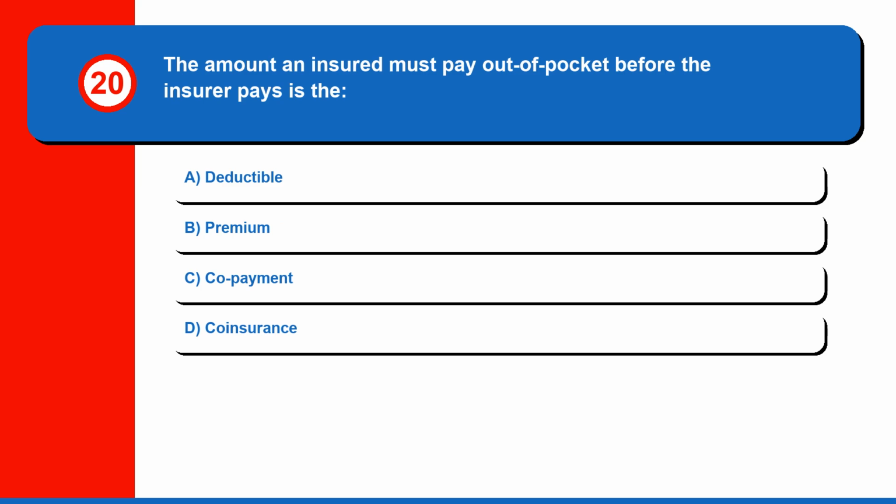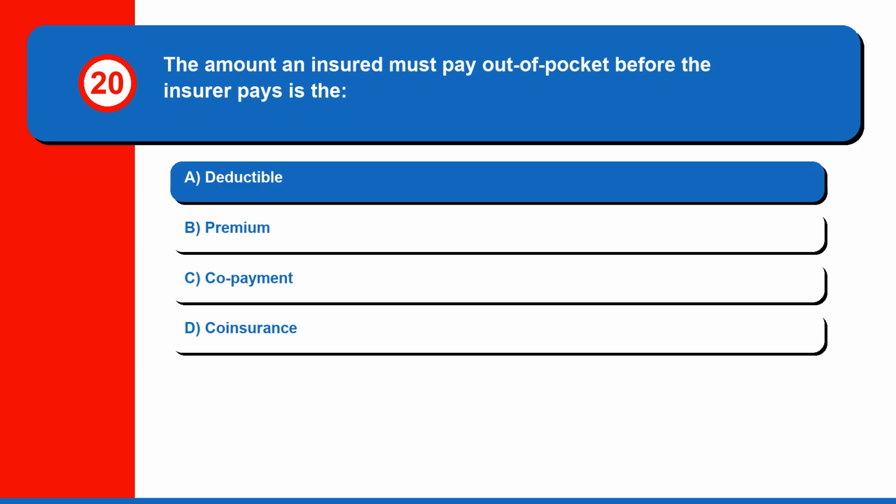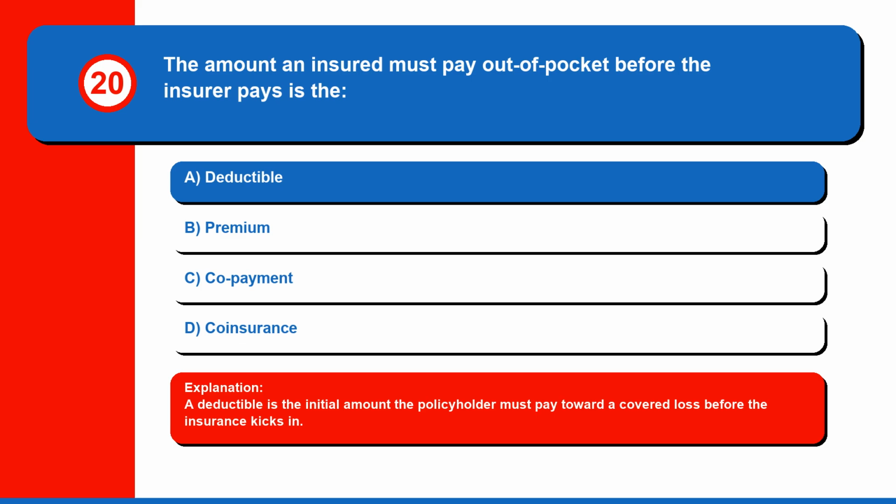Question 20. The amount an insured must pay out of pocket before the insurer pays is the A. Deductible. B. Premium. C. Copayment. Or D. Coinsurance. The correct answer is A. Deductible. A deductible is the initial amount the policyholder must pay toward a covered loss before the insurance kicks in.